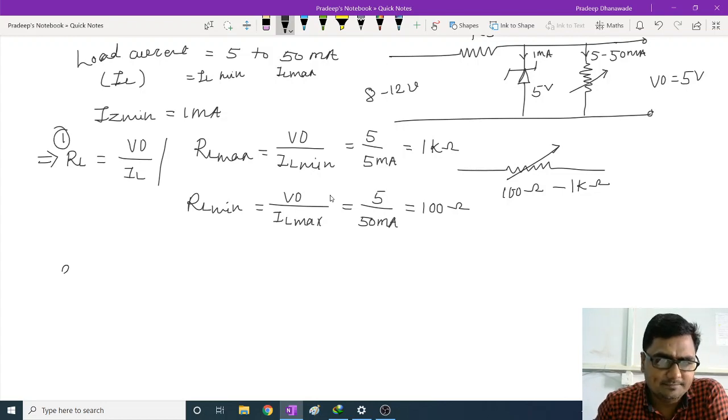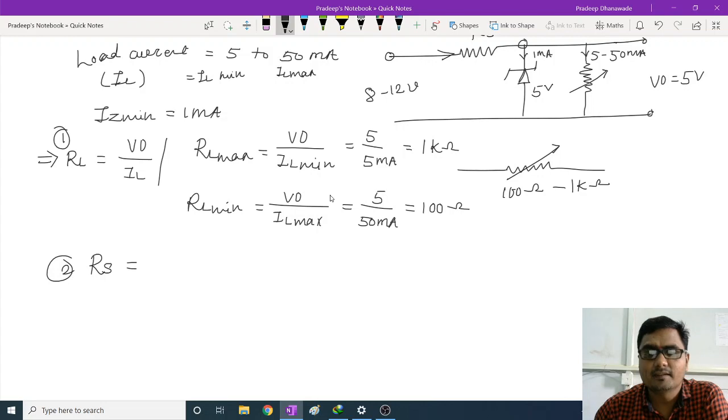Now what is the second part? The second part is the second resistor. What is the second resistor? It is RS. The equation of RS is already known. It is this voltage minus this voltage divided by this current. What is this voltage? It is Vin. And what is this voltage? It is VZ, or VO. What about this current? It is I.